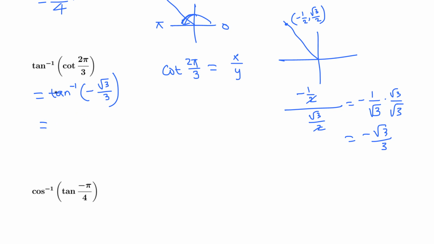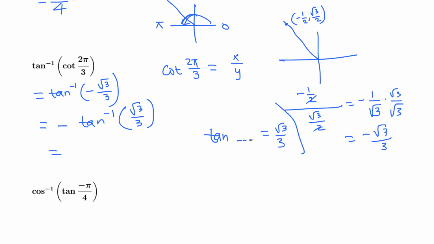Now for tangent inverse and sine inverse, we can pull the negative outside. Tangent inverse of root 3 over 3. Now we are trying to find the angle whose tangent is root 3 over 3. That should be in the first quadrant because we pull the negative outside. So tangent of which angle has root 3 over 3?